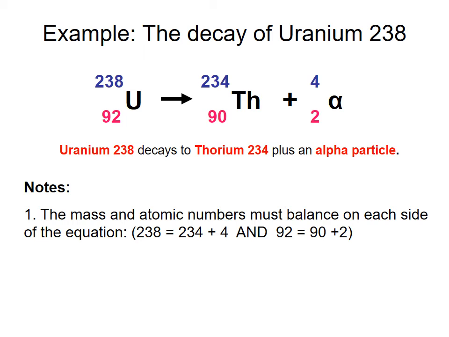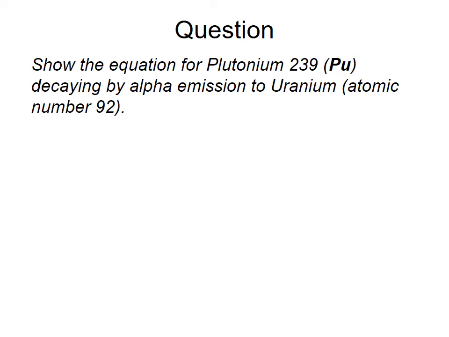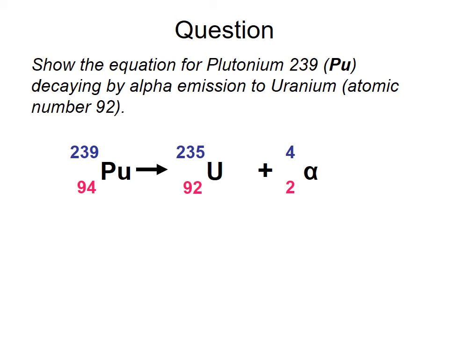The points to note are the mass and the atomic numbers must balance on each side, as we've discussed, and the alpha particle can also be annotated as 4,2 helium. Okay, so question: show the equation for plutonium-239 decaying by alpha emission to uranium, atomic number 92. There it is there, and again the two sides add up.